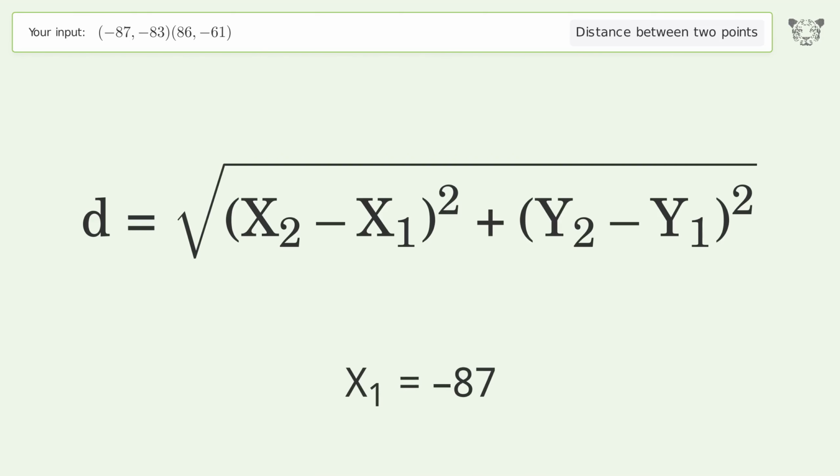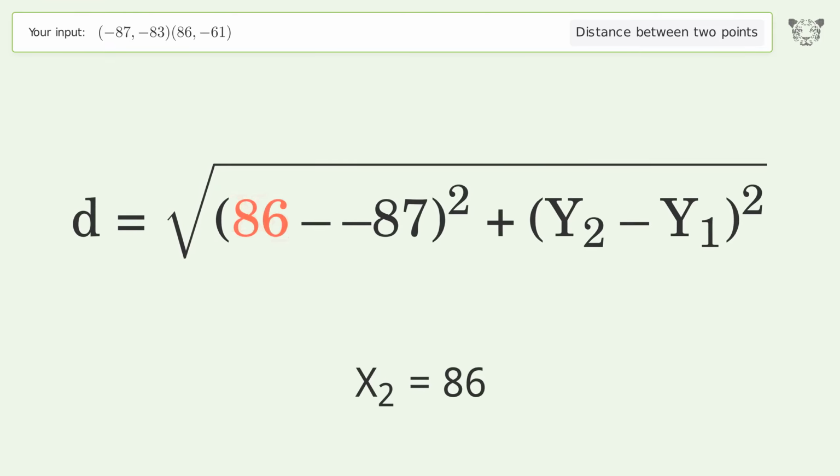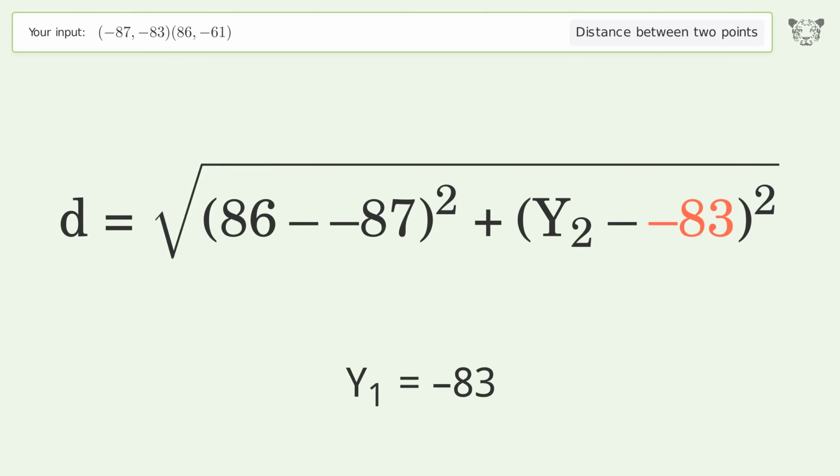x1 equals -87. x2 equals 86. y1 equals -83. y2 equals -61.